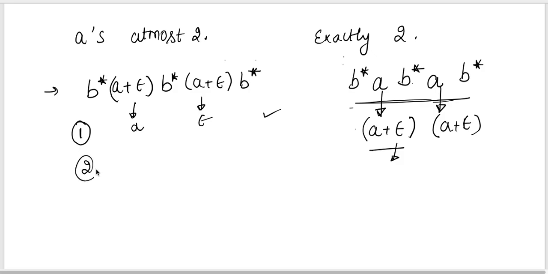If we want the string in which the number of A's is exactly 2, A can come from this and A can come from (A + ε) also. This is also true. Now if we want the number of A's to be 0, epsilon can be selected from here and epsilon can be selected from here also. Got it? So this is how we draw the regular expression for at most 2 A's.